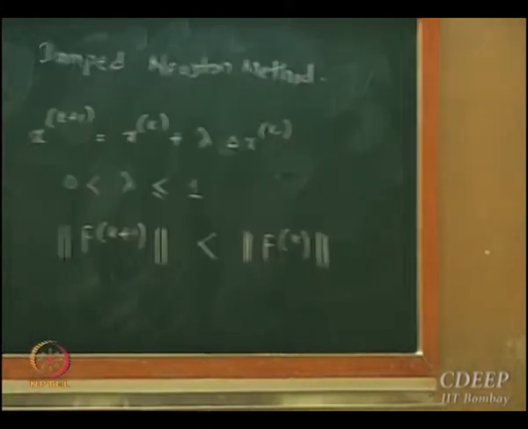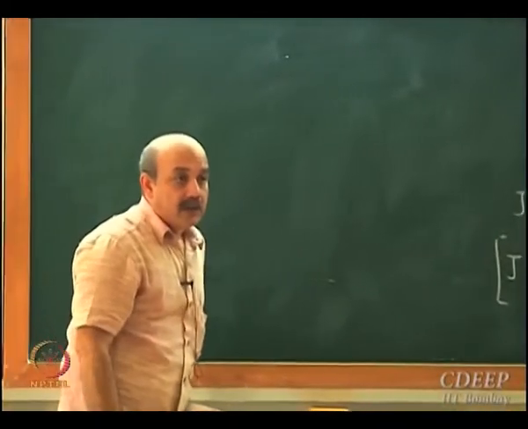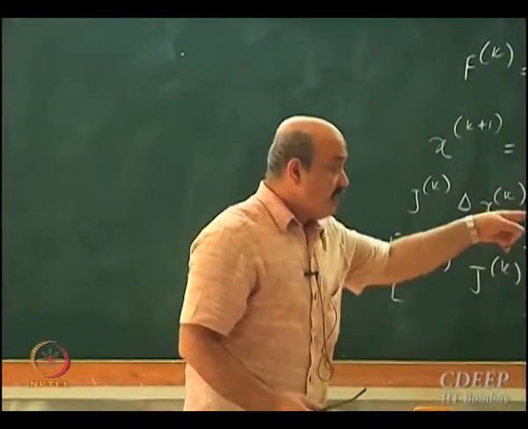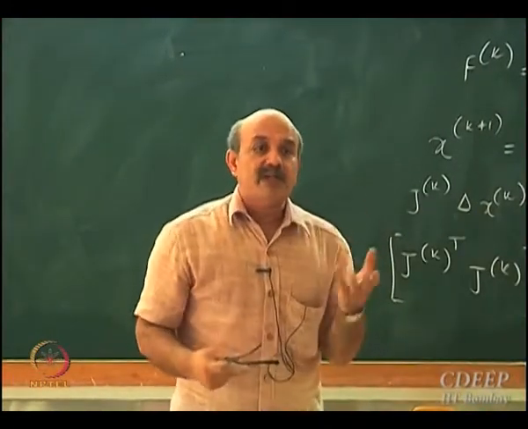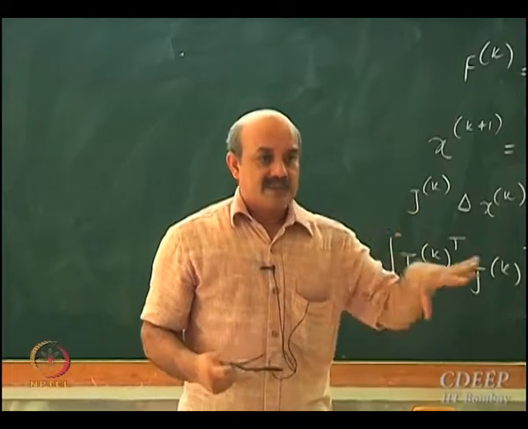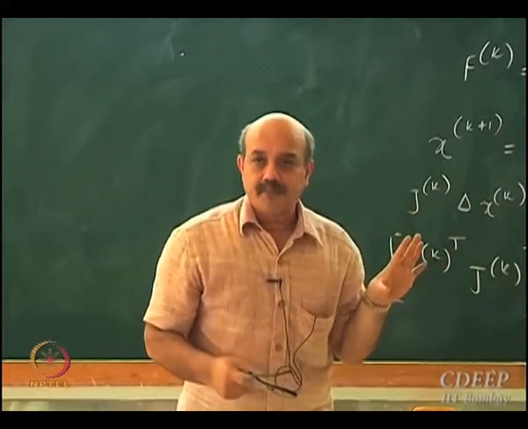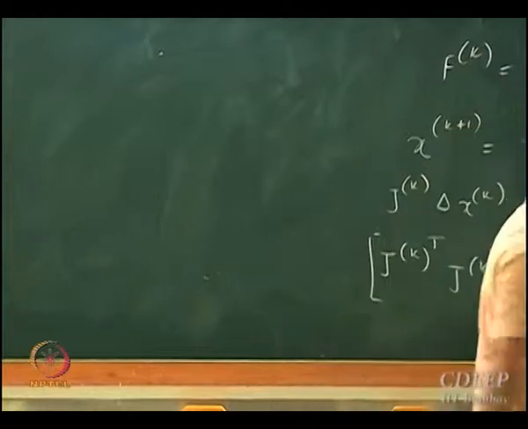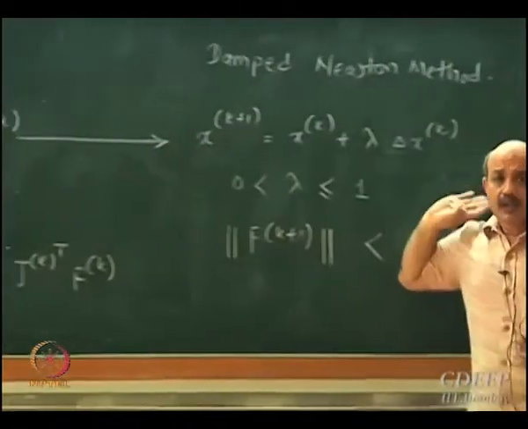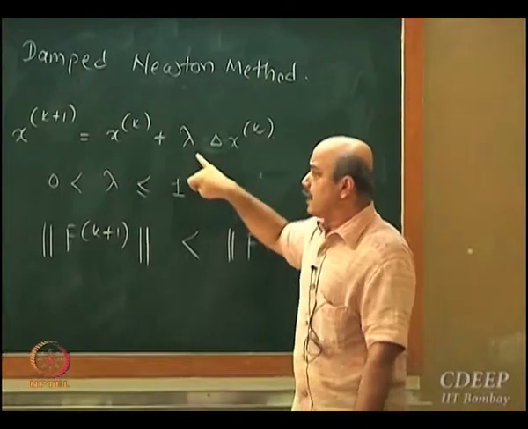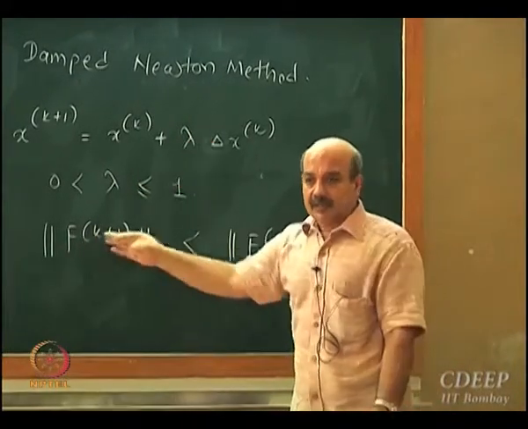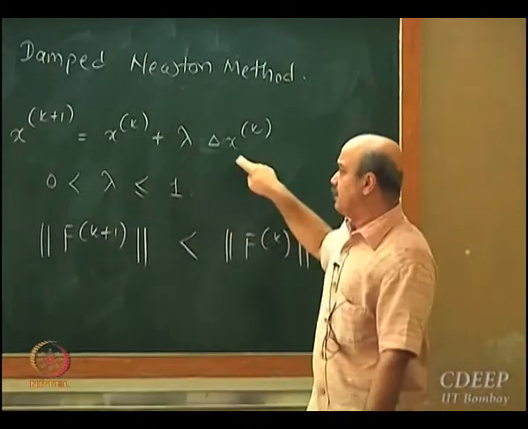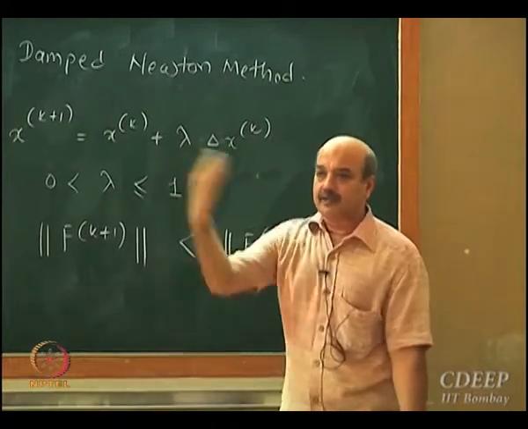So essentially I choose a lambda by some means such that this condition, that is, the function evaluated at k plus 1 is less than the function evaluated at k. Let me go back here before I move on to the rationale. First I check lambda equal to 1. If for lambda equal to 1 this condition is satisfied, I am happy. I accept delta x, choose lambda equal to 1 and proceed with the next iteration.